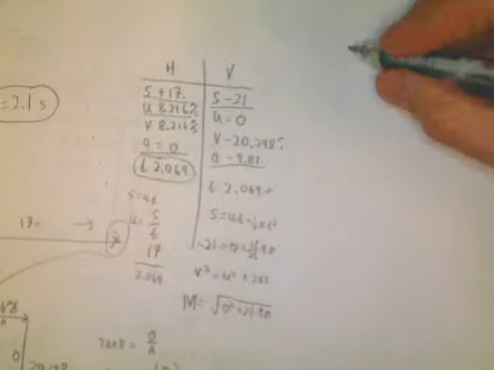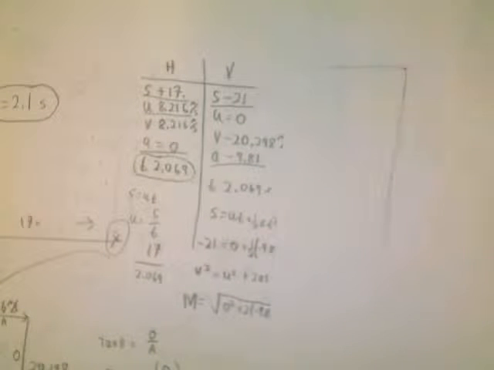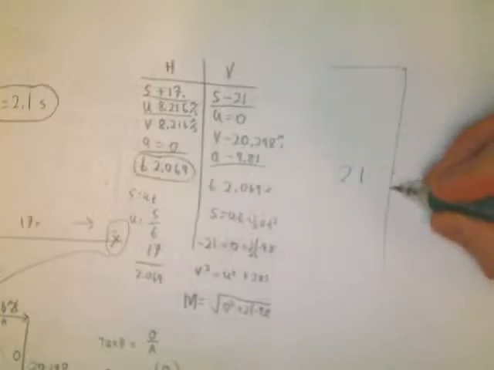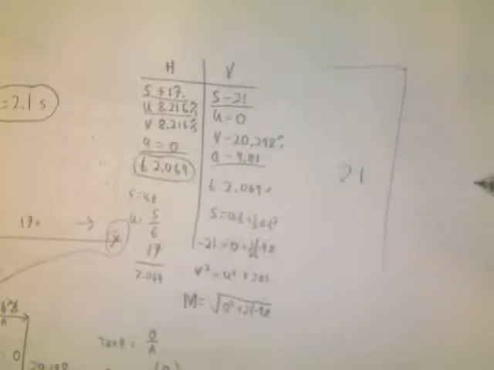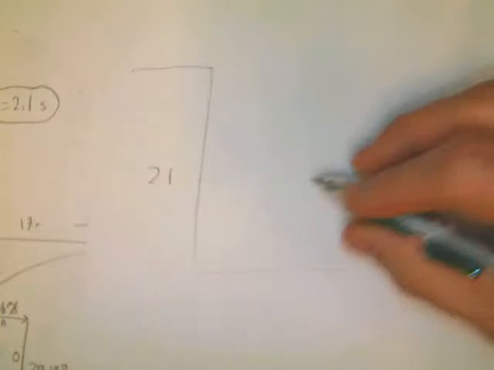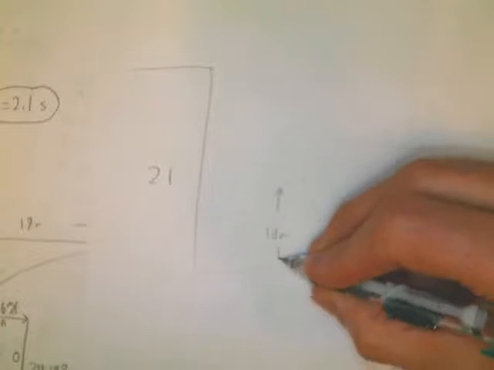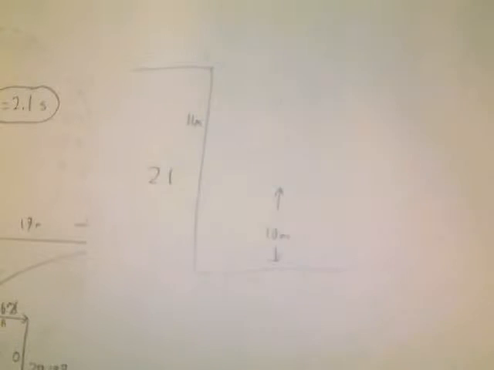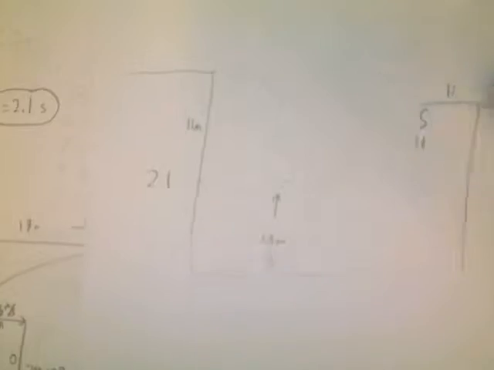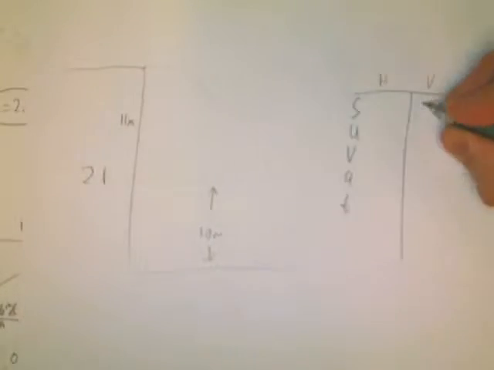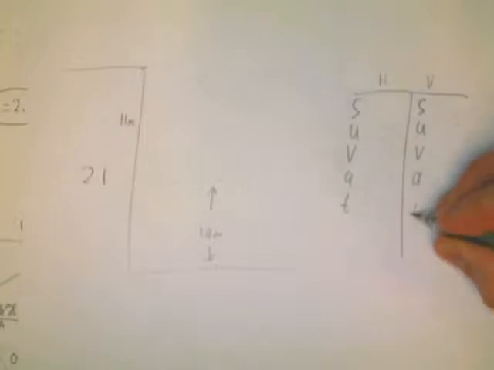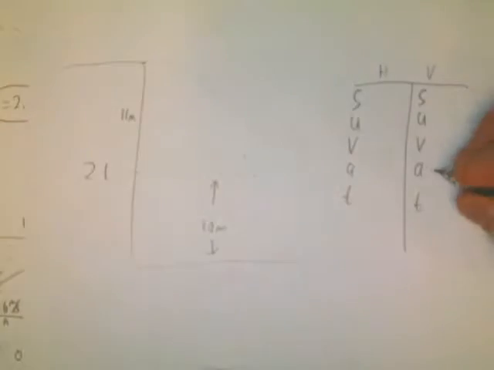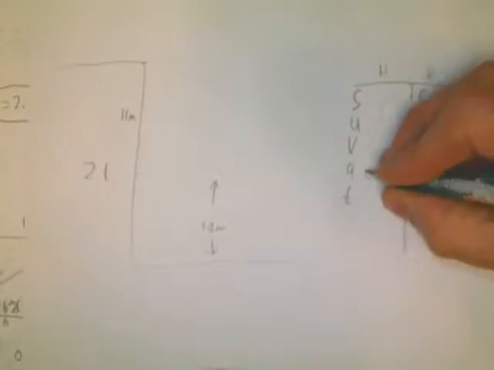So in this problem, we still have this cliff. It's 21 meters tall, and we're talking about a distance of 10 meters from the ground, right? Which of course means that we've come down 11 meters. So when we set up our table, horizontal, vertical, things we know for sure, well, it's still Earth, so it's still accelerating down 9.81 meters per second squared, and this is still 0. There's no horizontal acceleration.